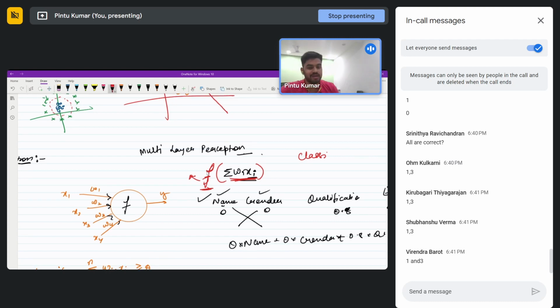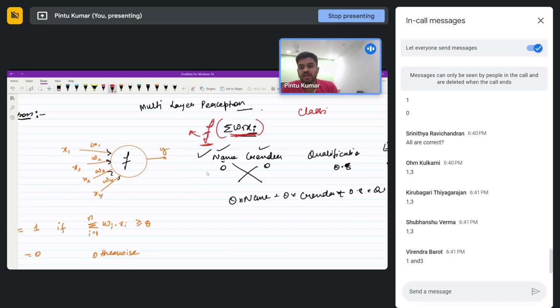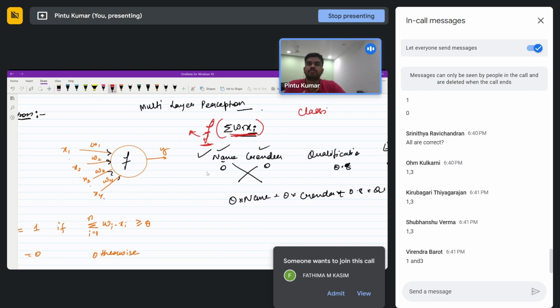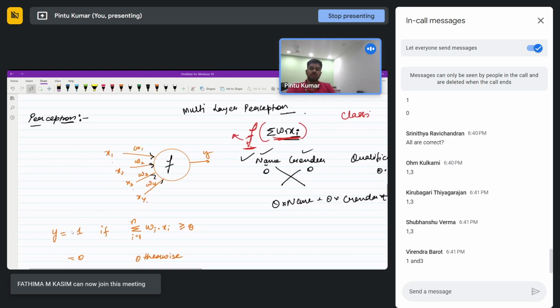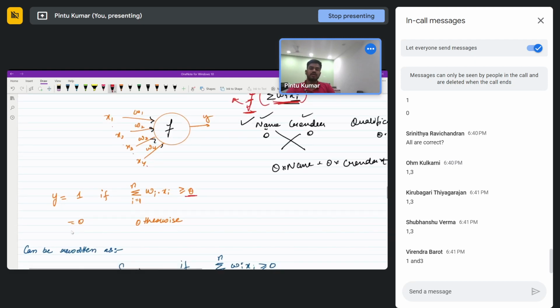Again, back to the story. In MP neuron, you only had some x1, x2, x3, x4. Now we have the possibility of the summation wixi, and we again threshold it on theta. If my sum is greater than or equal to theta, then I'll take y equal to 1. If it is strictly less than theta, then I'll take 0.